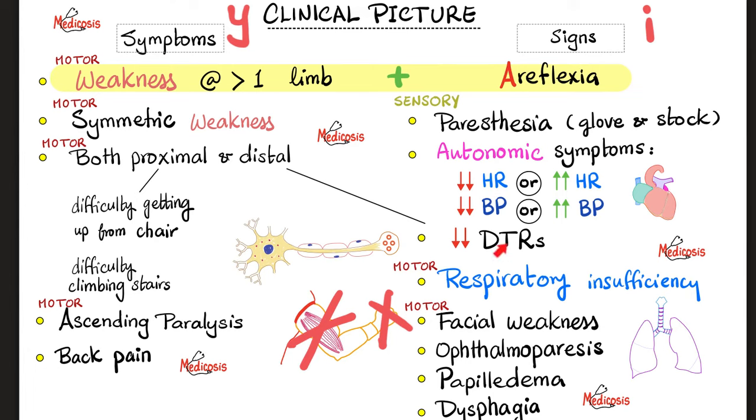Another motor symptom that can happen is respiratory insufficiency, and this can be a cause of death in these patients. That's why doctors should always check the pulmonary functions in these patients.